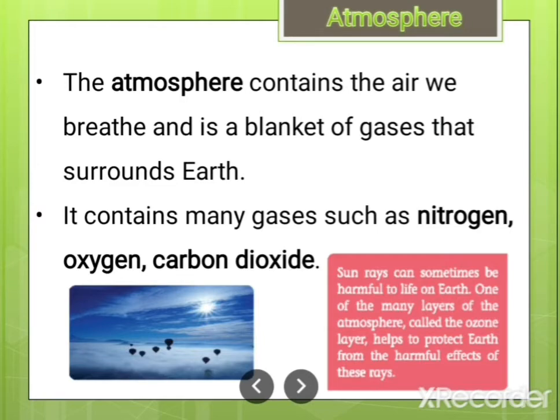The atmosphere is just as important as lithosphere and hydrosphere for life on Earth. We need to protect all of these things to make life possible. Sun rays can sometimes be harmful to life on Earth. One of the many layers of the atmosphere, called the ozone layer, helps to protect Earth from the harmful effect of these rays.